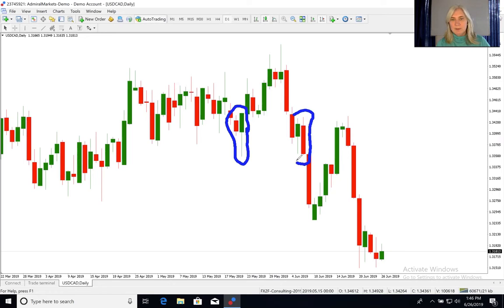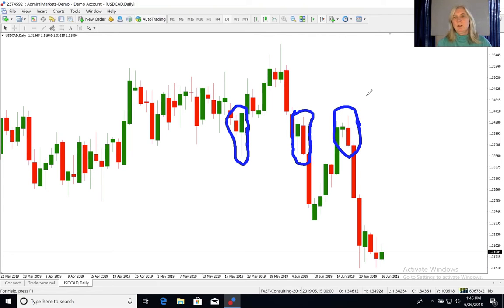Here, there is another setup. So that's a smaller one and an engulfing candle going in the downward direction. That's a bearish engulfing. And also we have one here. So we have a smaller candle and a larger candle going in the downward direction, and that's a bearish engulfing.